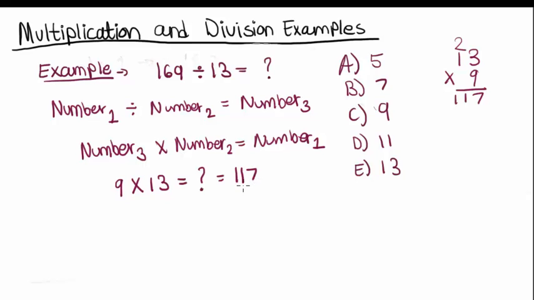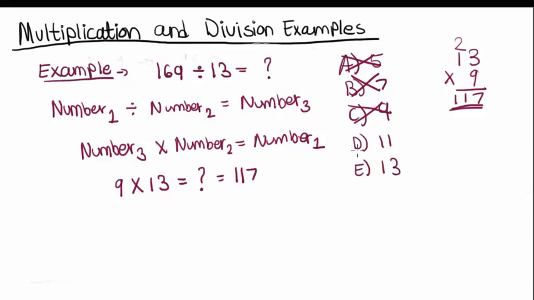Since 117 is smaller than 169, you can get rid of this answer choice over here. Now, instead of blindly picking another answer choice to do the trial and error with, you can actually eliminate both A and B. This is because 9 is bigger than the 5 and the 7. So even if you multiply 13 and 5 together, or 13 and 7 together, your answer choice will be less than 117 over here.